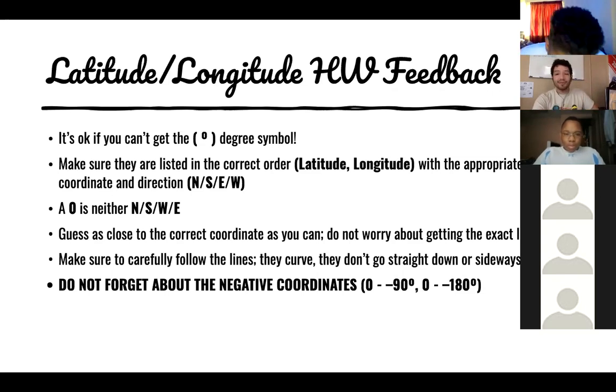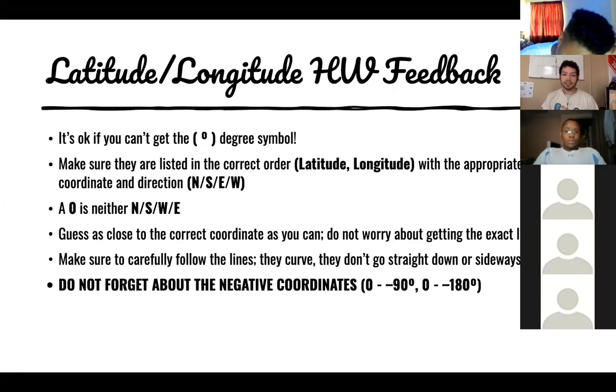A 0, however, is a 0 because it's literally right on the lines. So I'll make this a little larger. If it's literally on the line, it is neither north, south, east, or west, because it's on the equator or the prime meridian. So there's no need for that.